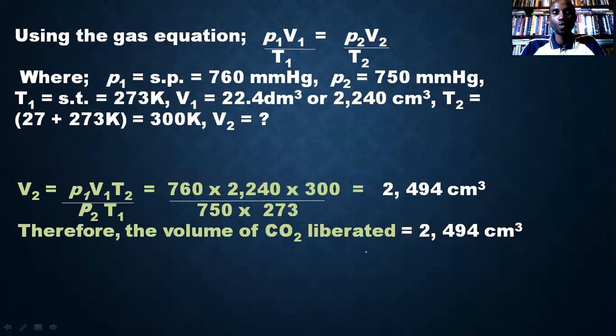All right, that is a good one, and we know that the V1 is what we found before. Then when you convert it to dm cube, we are going to have 2.4 dm cube, because this one is in dm cube. The V1 is going to be 2.4 dm cube.